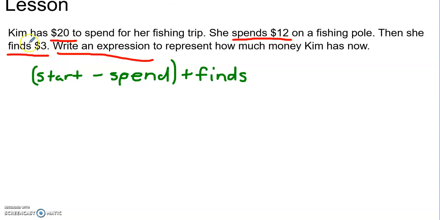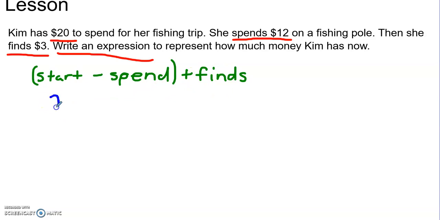So I look at it and I reread the problem. Kim has $20 to spend. She spends 12 and then she finds 3. So she has the money she starts minus the money she spends plus the money she finds. And now I could input my numbers.